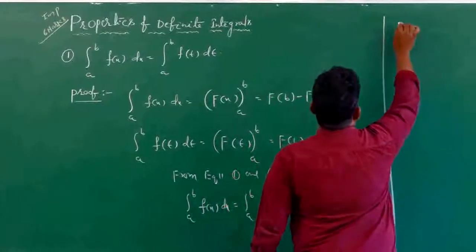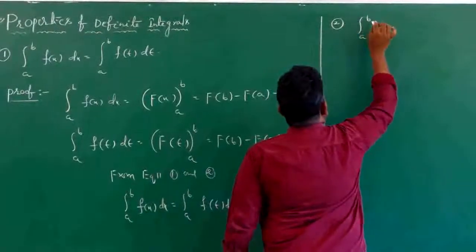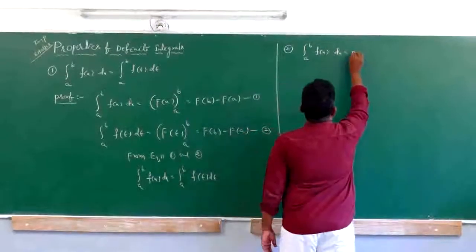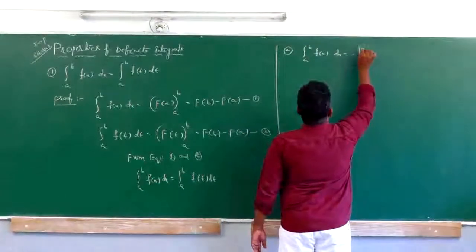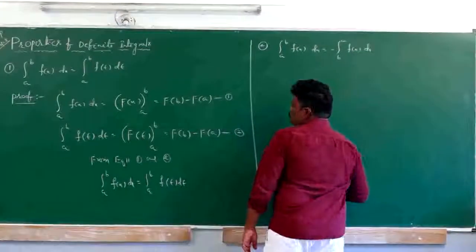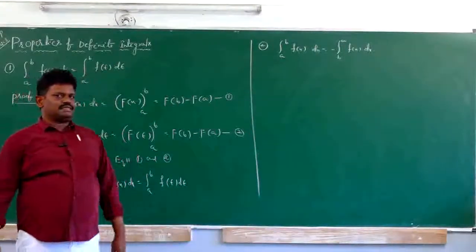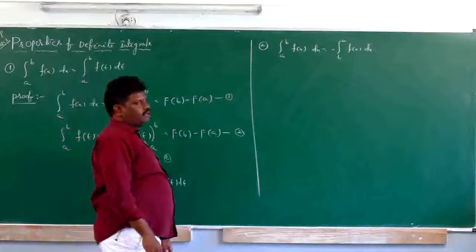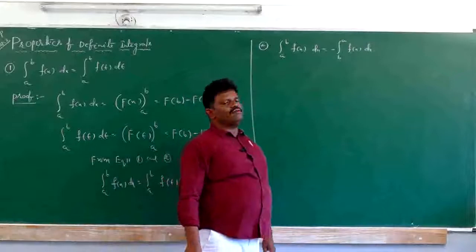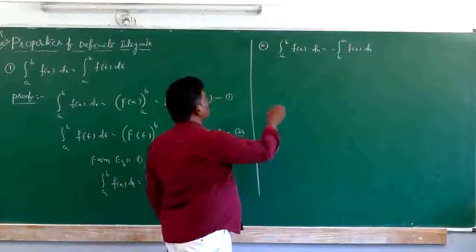Property 2: the integral from a to b of f of x dx is equal to minus the integral from b to a of f of x dx. This property we already used in the last exercise. Whenever you interchange the limits, the sign of the integral changes: positive becomes negative, negative becomes positive. So how to prove that? This is the proof.